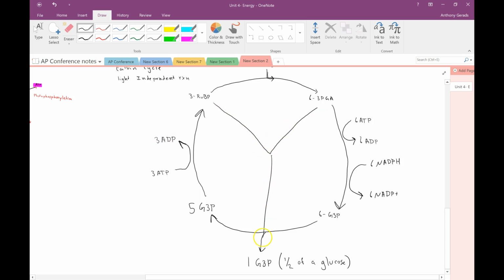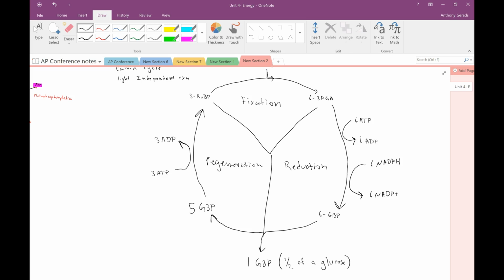And now I've got names of these steps. This first step is called fixation. This second step is called reduction. And this third step is called regeneration. Because RuBP has carbon dioxide fixed to it, or fixation occurs where I fix CO2 onto RuBP. 3 PGA is reduced because the NADPH comes in, gets oxidized, drops off a hydrogen, reducing it to form those 6 G3Ps. 1 G3P gets given off, and now I'm left with 5 G3Ps.